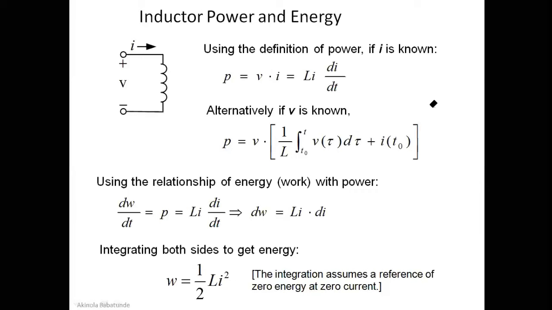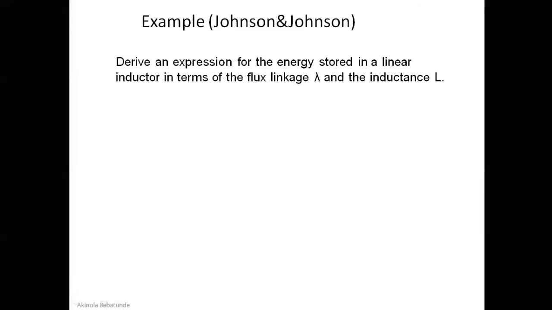So let's take it a step further. Here is a simple example to look at. This is not a difficult one at all, but let's check it out. Derive an expression for energy stored in a linear inductor in terms of the flux linkage and the inductance L. You know what our energy is? We said our energy is equal to 1/2 L i squared. And we do know that our i is lambda over L, where lambda is the flux linkage and L is the inductance.